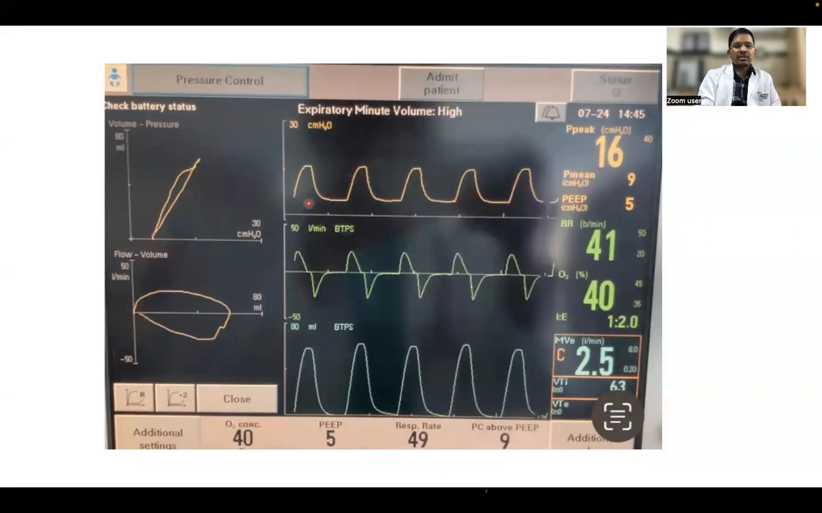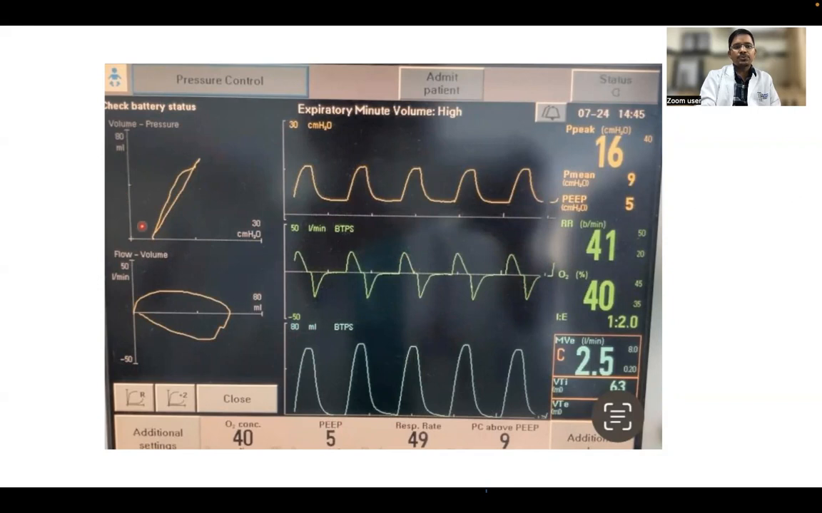Next, there are important things, curves. These are called scalar curves. These are very important. These are the ECG of the ventilator. This is pressure control ventilation. You can see that this is the pressure scalar. This is the flow scalar. This is the volume scalar. Depending on the flow scalar, pressure scalar as well as the volume scalar, we understand what type of mechanical ventilation is going on. We'll discuss later.